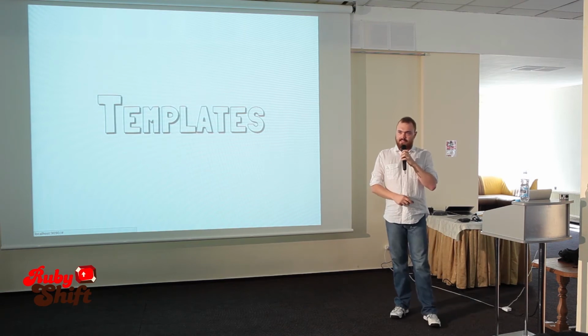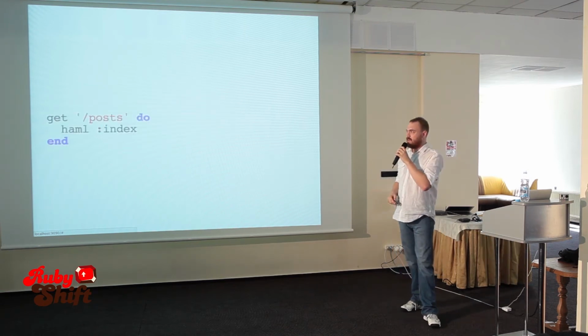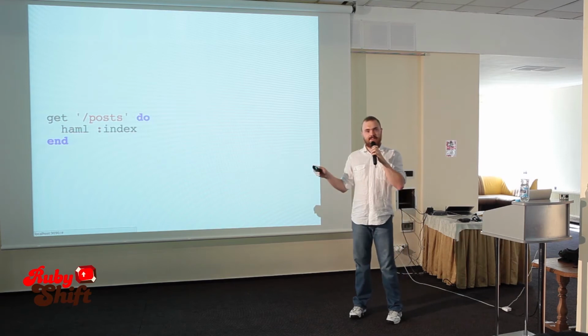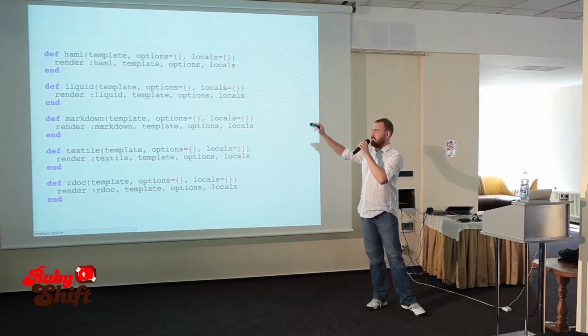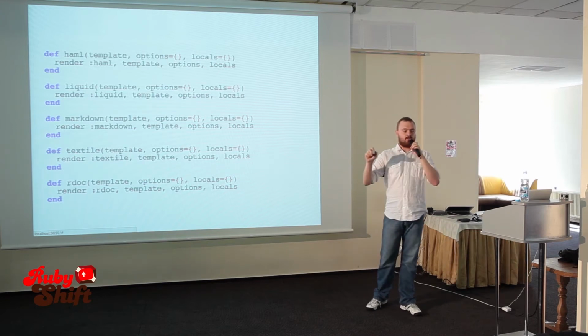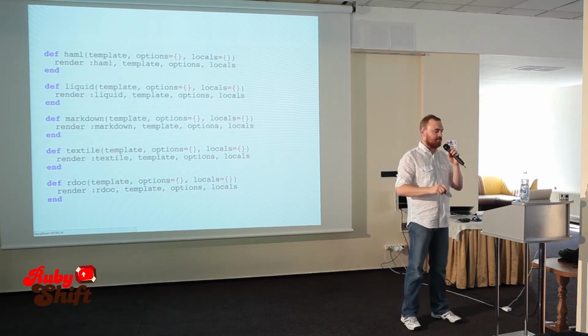And templates. In Sinatra you can define, for example, get template with Haml or ERB or Sass or whatever. These methods are again very simple. So there is a method for Haml, there is a method for Liquid, Markdown, Textile, and RDoc. And they all call a method called render, which renders the whole template, get partial, get layout.